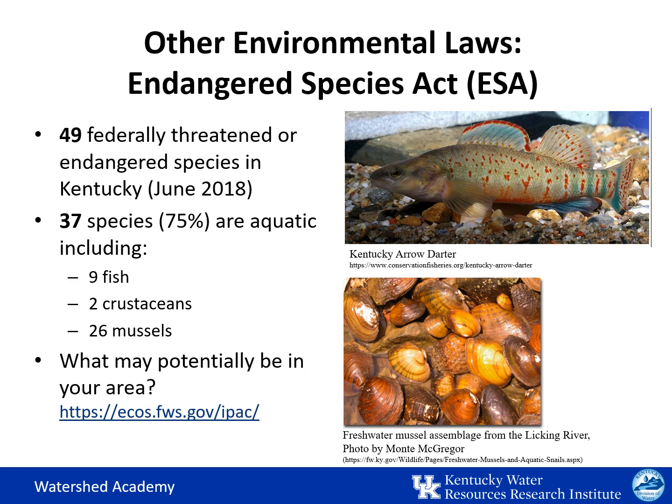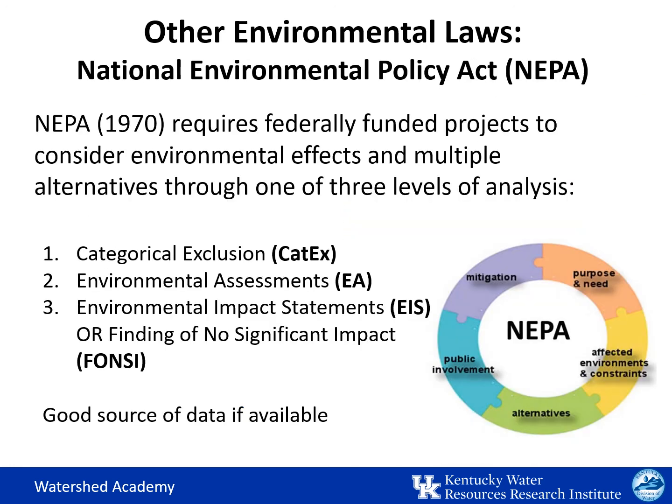There are 49 federally threatened or endangered species in Kentucky, and 37 of these species, that is 75%, are aquatic species, including 9 fish, 2 crustaceans, and 26 mussels. If you want to have more information about what is located in your area, please see the link that's located in the slide.